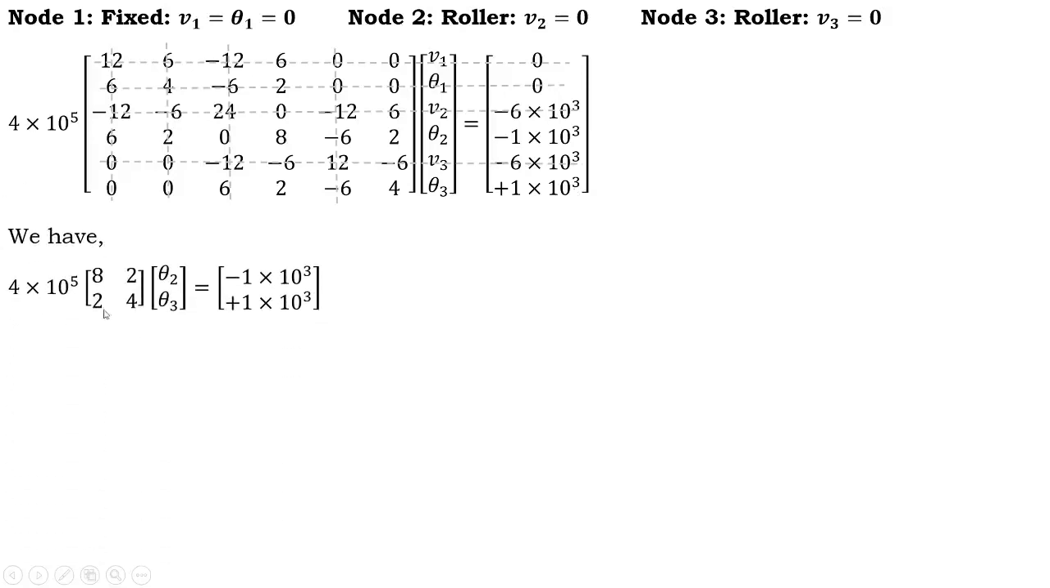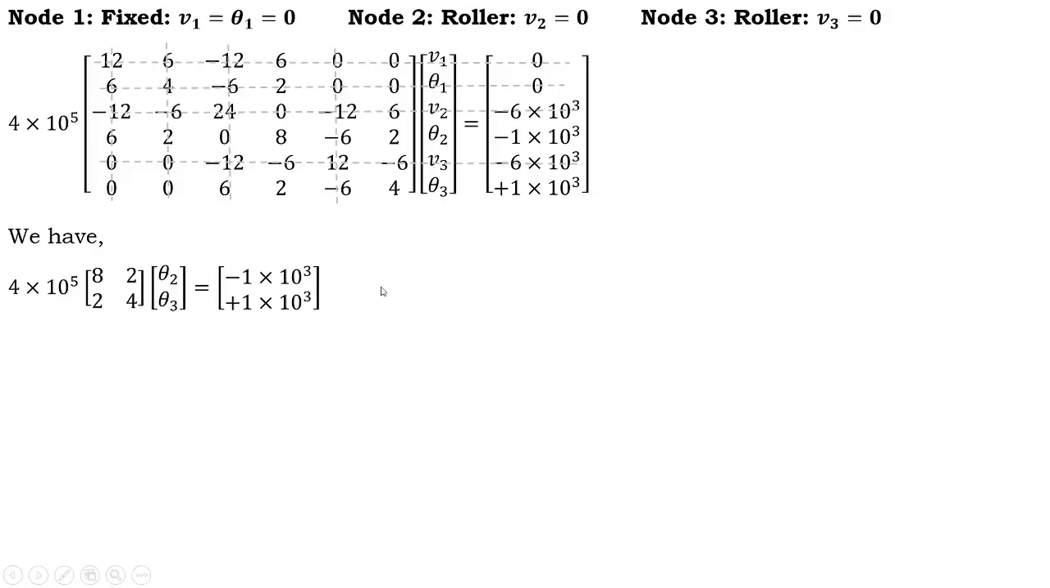So that is what I have written here once again. 4 into 10 to the power of 5 outside of the matrix as it is. 8, 2, 2, 4 are the 4 values left out with the 2 displacements, that is theta 2 and theta 3. So that will be equal to the left out force matrix.